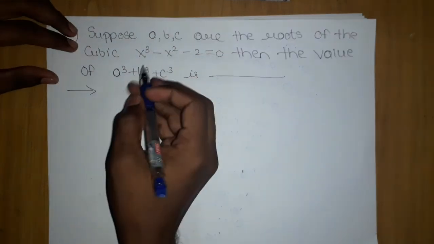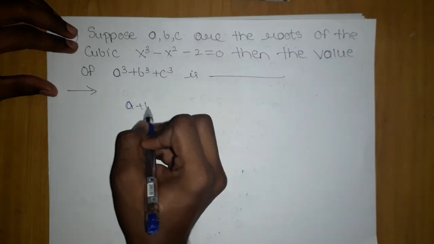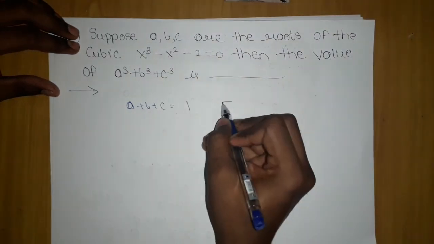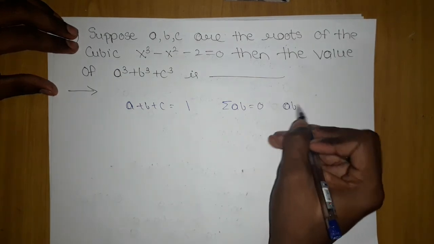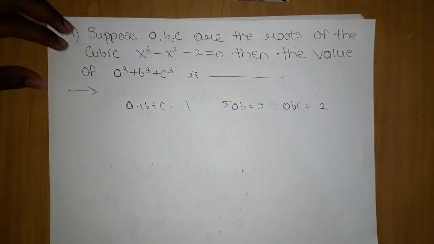So what do we have, sum of the roots a plus b plus c we have as 1, summation ab we have 0, and abc we have 2. Okay, we got these three things.